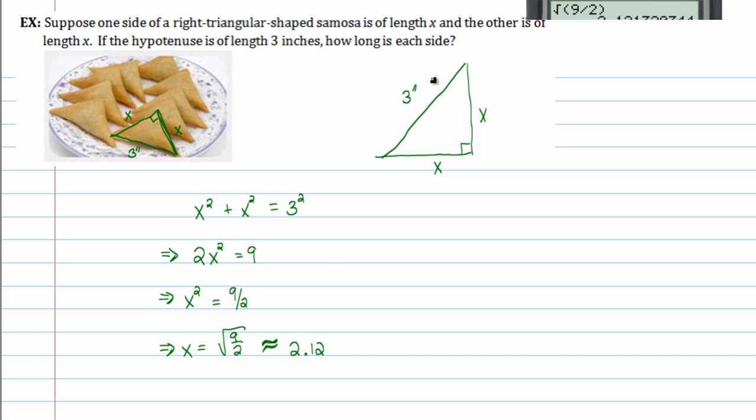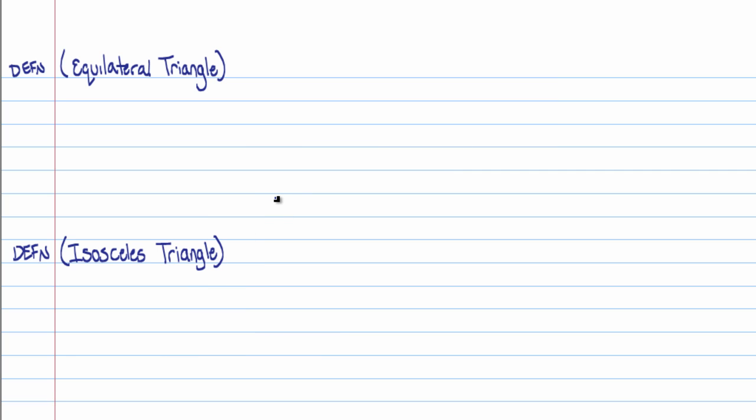And by the way, since we were talking inches, x would be in inches as well. So each side is roughly a little greater than 2 inches long. Now we'll go ahead and define a couple of styles of triangles, even though I have to admit there's going to be in the future a ton of uses for the Pythagorean theorem. One example suffices for now, just because we're doing a brief review.